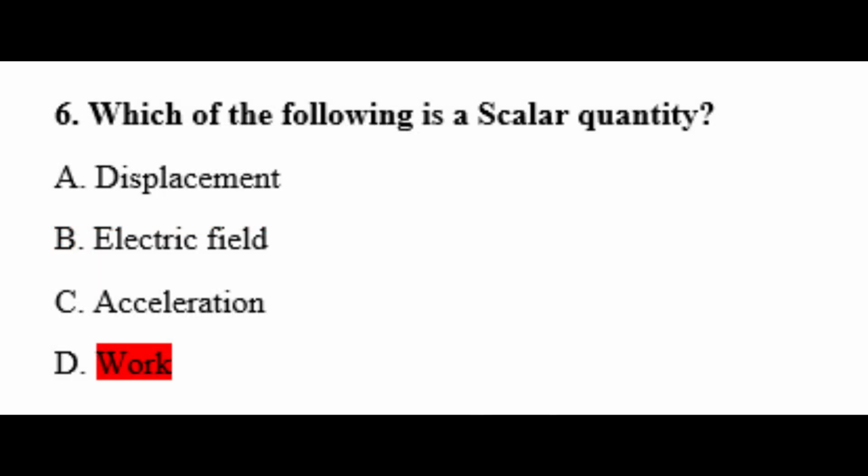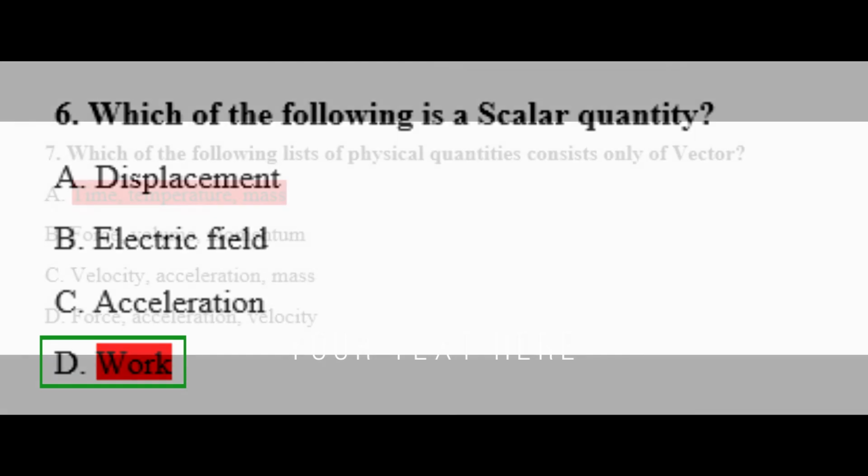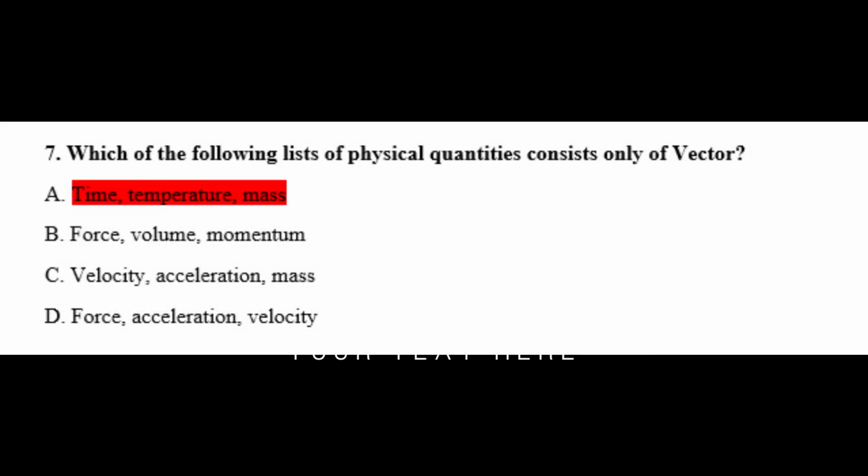Number 6. Which of the following is a scalar quantity? A. Displacement, B. Electric field, C. Acceleration, D. Work. The correct answer is D. Work. Number 7. Which of the following lists of physical quantities consists only of vector? A. Time, temperature, mass. B. Force, volume, momentum. C. Velocity, acceleration, mass. Or D. Force, acceleration, velocity. The correct answer is A.